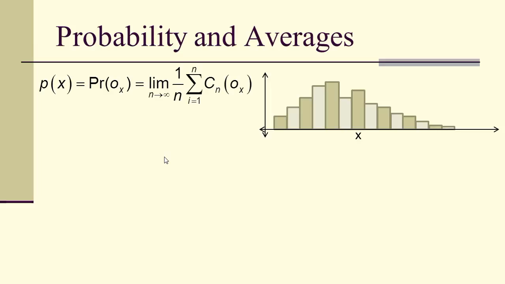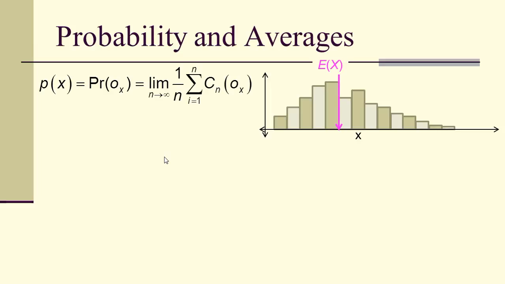First we'll notice that the probability P of x, which is the probability of outcome O sub x occurring, is the limit as n goes to infinity of the average of the counts, C sub n of O sub x. And that's actually the relative frequency as n goes to infinity.